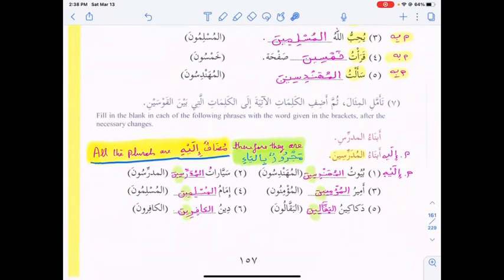All the plurals are mudaf ilayhi. Therefore, they are majrur bil ya. They are all mudaf ilayhi. They are all majrur bil ya. Again, I want to emphasize, I want you to think.